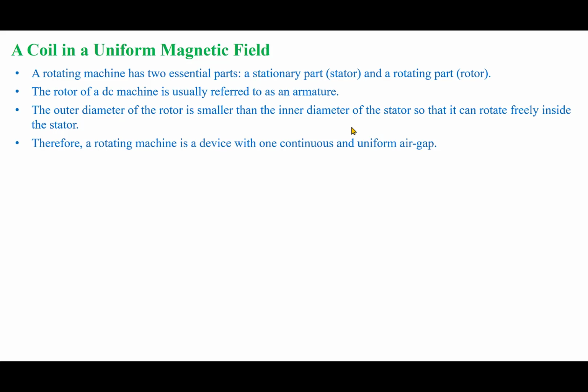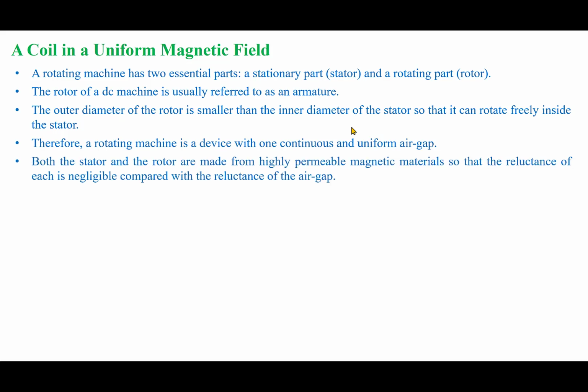And we know because there are many coils, they are placed in the rotor slots, and when they will move, they will link the flux coming out of the poles or the magnet, right? Magnetic flux, and therefore the voltage will be generated, right? And both the stator and rotor are made from high permeable magnetic materials.